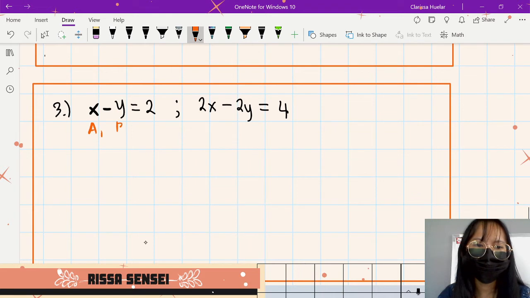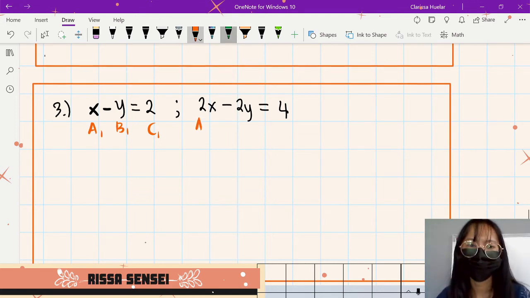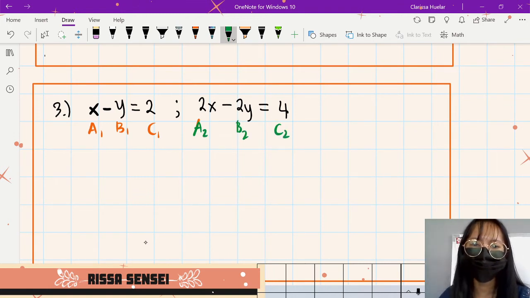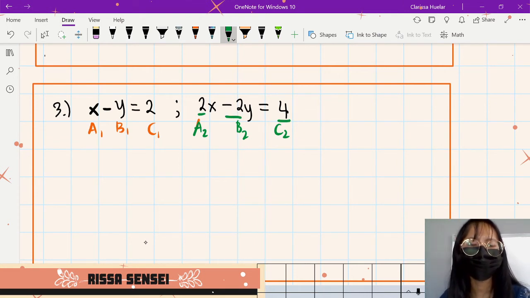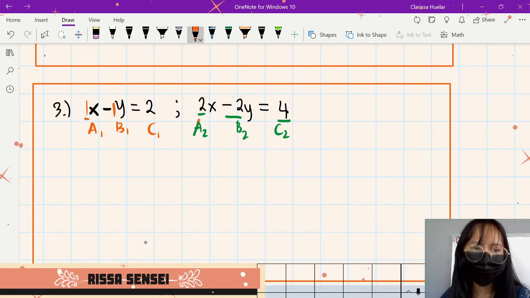Identify A sub 1, B sub 1, C sub 1. And we have A sub 2, B sub 2, C sub 2. So, yung A sub 2 natin is 2, B sub 2 is negative 2, C sub 2 is 4. Paano naman kapag A sub 1? Wala naman tayong nakikitang number. So, kapag wala kayong nakikitang number, automatic meron siyang 1 na numerical coefficient. So, A sub 1 is 1, B sub 1 is negative 1, kasama yung negative sign, and C sub 1 is 2.